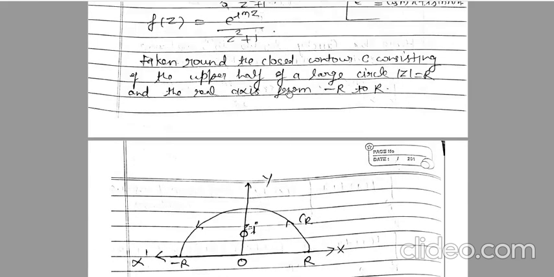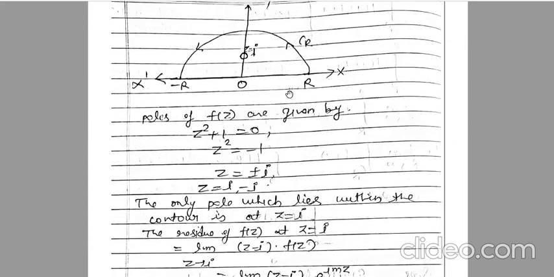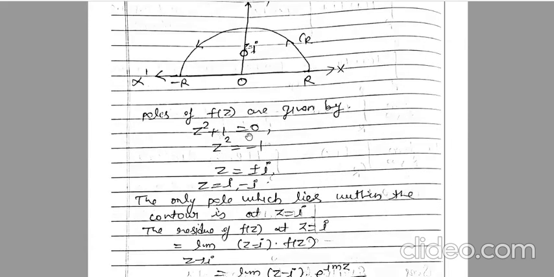So for the poles you will put the denominator equal to 0, then z square plus 1 is equal to 0, so z square is equal to minus 1, so z is equal to plus minus i. So z is equal to i and z is equal to minus i, both are simple poles or poles of order 1. So now check which one lies inside the circle. So z is equal to i, that means x plus iy, so you will get x is equal to 0 and y is equal to 1, (0, 1).